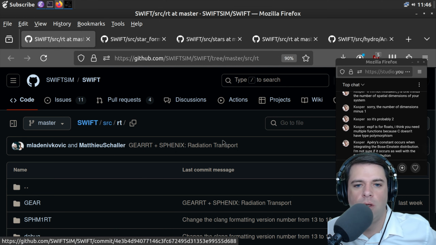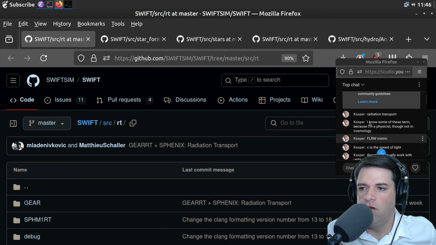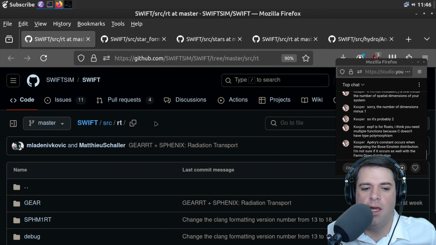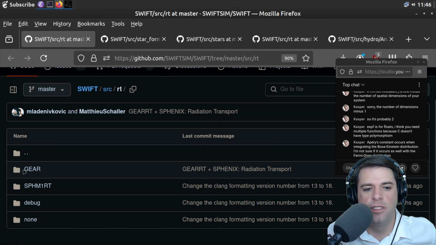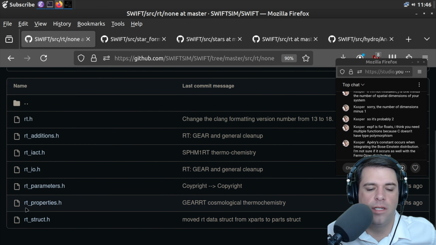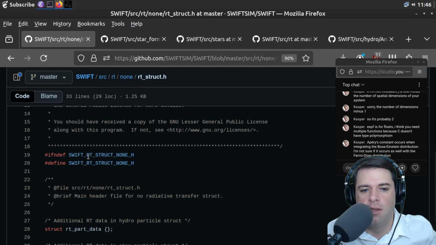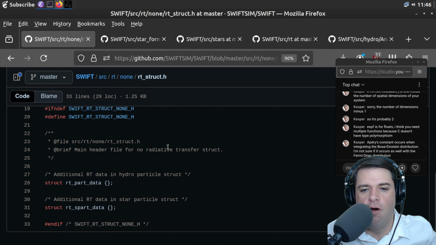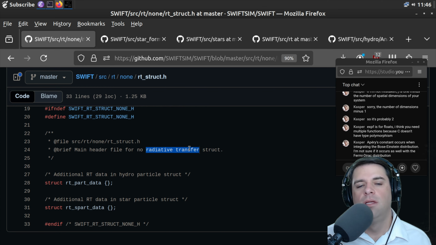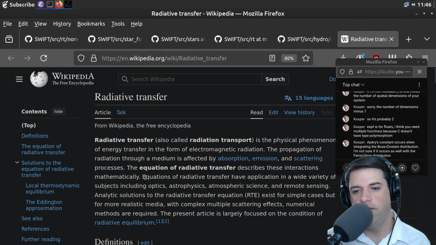RT was what? Radiation transport? Radiation transport. And we see the gear stuff. I don't know what none is. And I'm not, well, I guess we'll look at the struct quickly. Oh, for no radiative transfer struct. Radiative transfer. It's the physical phenomenon.